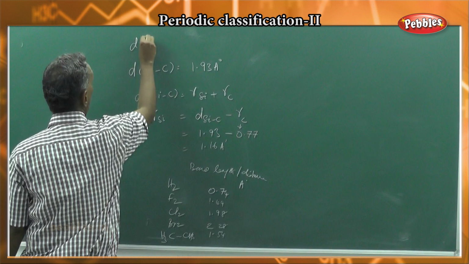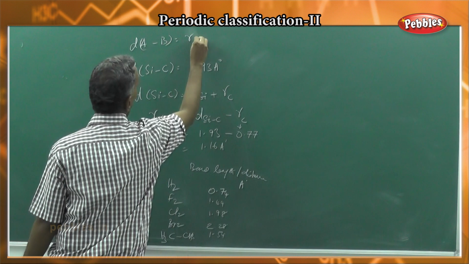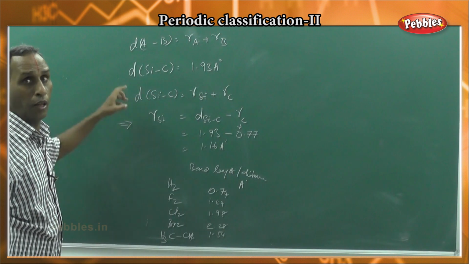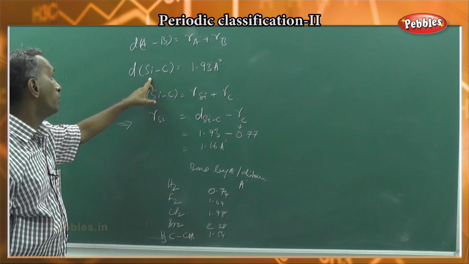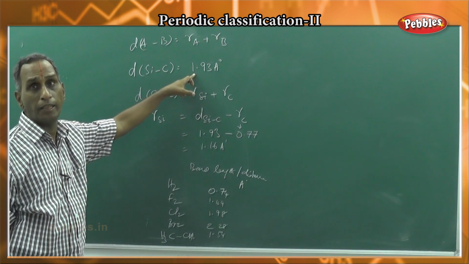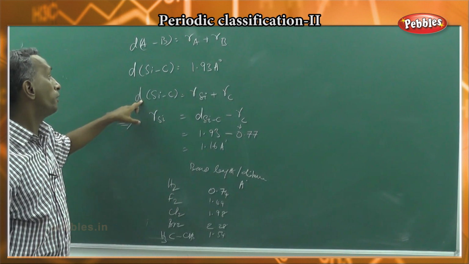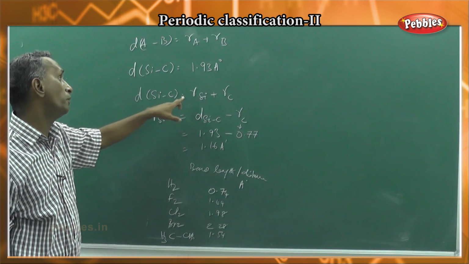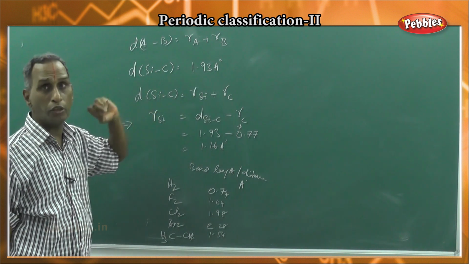Remember, for heteronuclear molecules, the distance between the atoms, or bond distance, is equal to the sum of the radii of the respective atoms. For example, silicon carbide. The distance between silicon and carbon atom in silicon carbide is 1.93 angstrom. If we apply this formula to silicon carbide, the distance between silicon and carbon atom is nothing but the sum of the radius of silicon atom and radius of carbon atom.